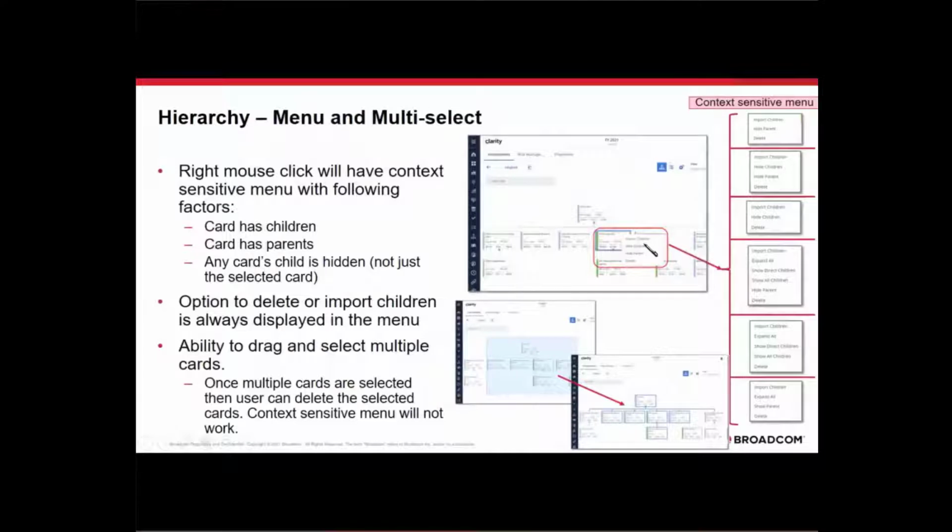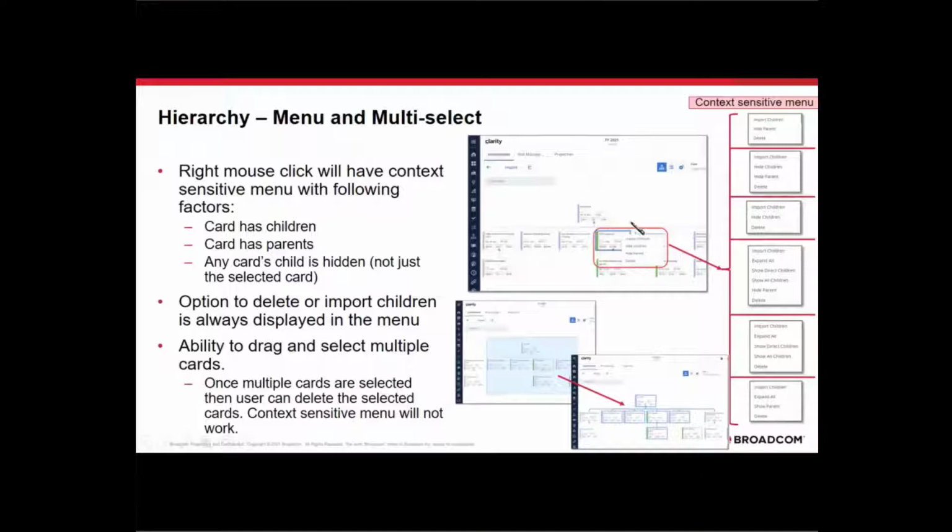Within the tree view, I have the context-sensitive menu as well as multi-select option. What that means is that for all the different cards, I can do a right mouse click at any one of those cards. And doing the right mouse click based on that card, I will get a context-sensitive menu. The context-sensitive menu will display options such as either to hide the children or parent, or import children into it, or delete that specific card itself.